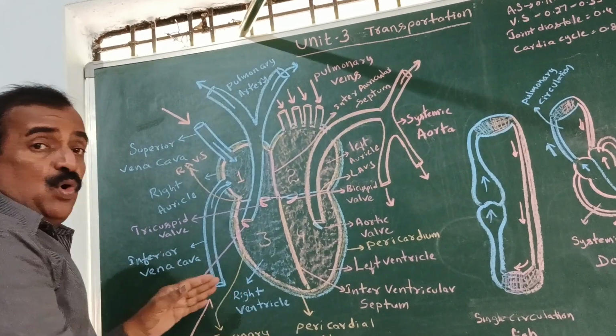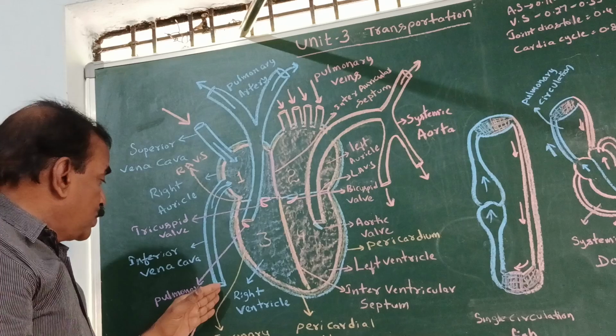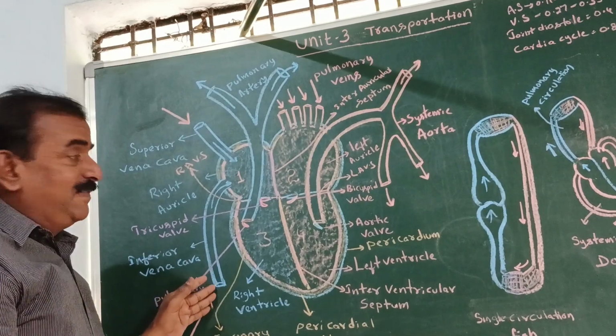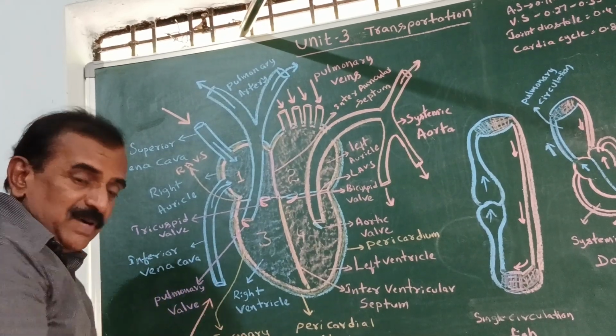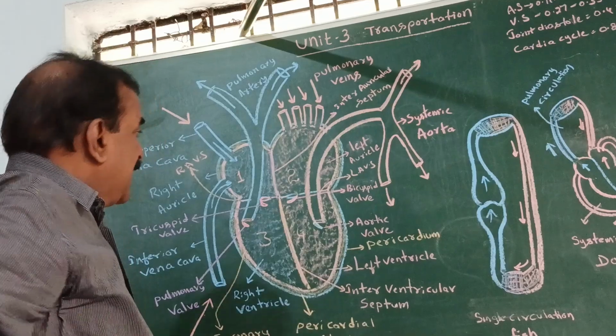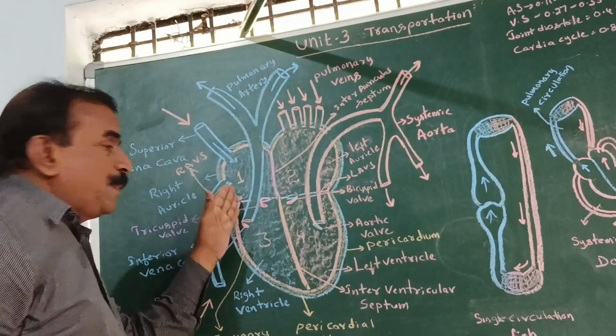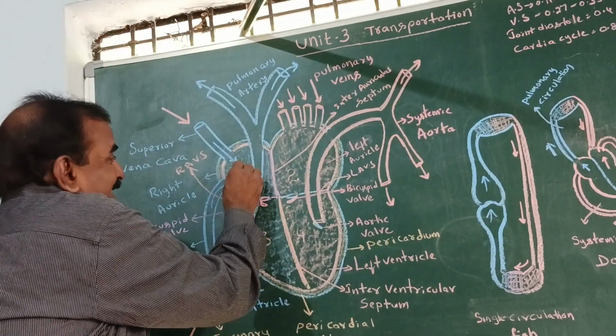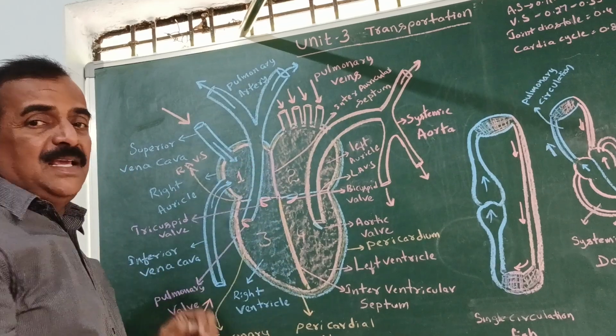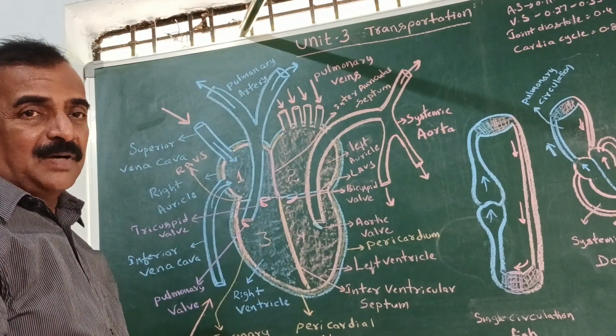And this is called the post-cava vein, or inferior venae cava. It carries what? Deoxygenated blood from the legs, abdomen, and this part, and it opens to the right auricle. So the right auricle is meant to receive what blood? Deoxygenated blood from different parts of the body.